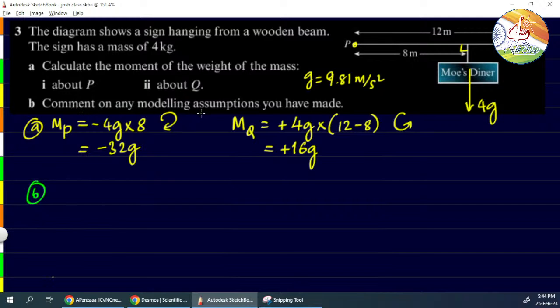Comment on any modeling assumptions you have made. What assumptions? We know that the angle is 90 degrees now. I think that is the one assumption we made. Then the weight will be acting in the downward direction, and we are assuming that the center of mass of this plate is exactly in line with this. If the center of mass is somewhere else, then that point will come down, and the block will become inclined like this or like this.